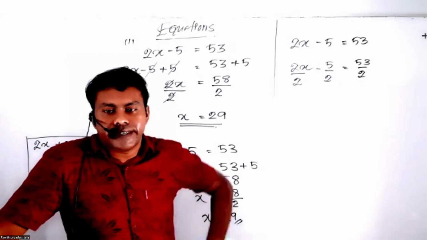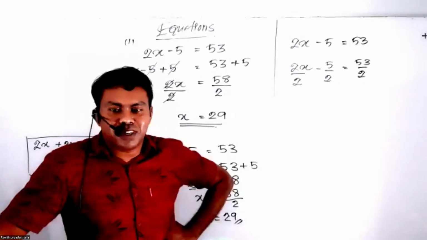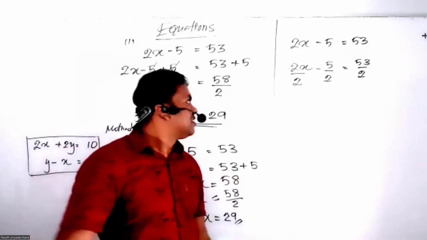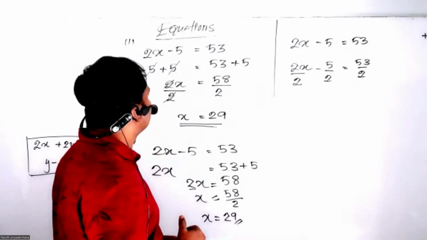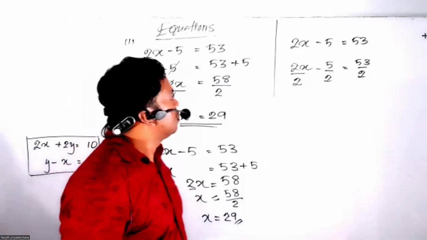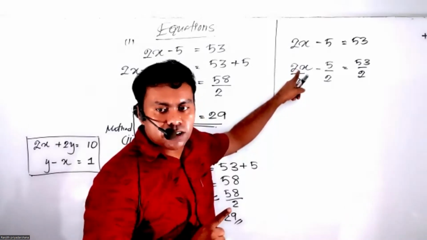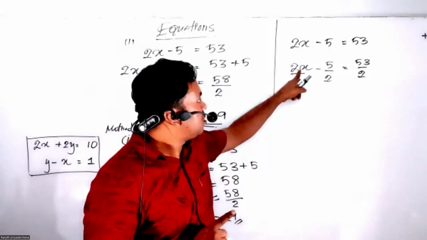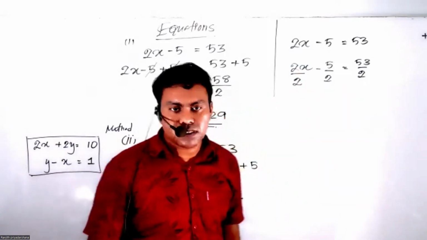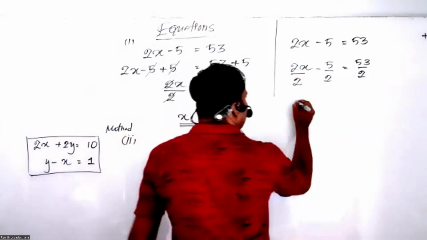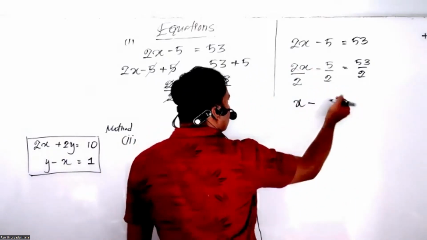Excuse me, sir. You want to write. Sir, if that 2x is 4x, we should divide all by 4. If that is 4x, very good. So whatever the coefficient here, if that's 4, you have to divide all by 4. Right? So here, x subtraction 5 division 2.